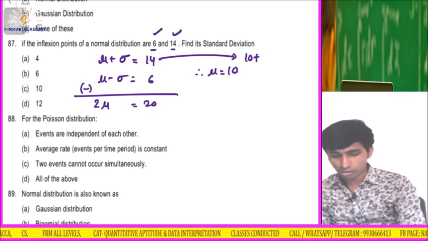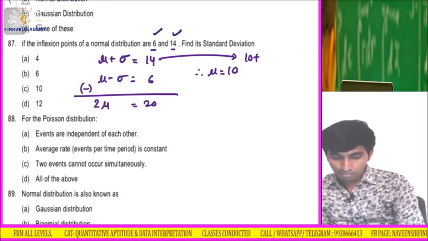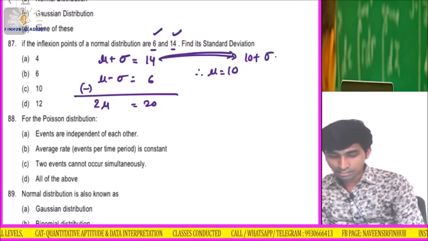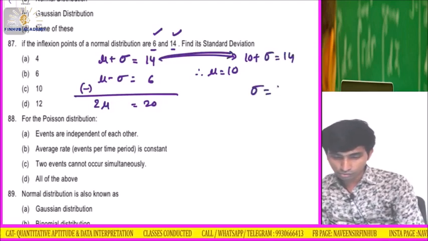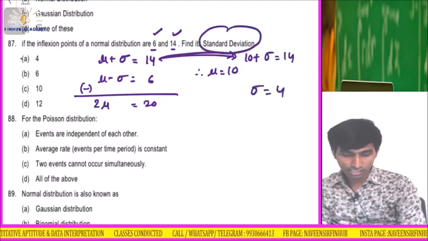Simultaneous equations you can solve. Mu is 10, so if I substitute here, 10 plus standard deviation is equal to 14, so standard deviation is equal to 4. What they are asking? Standard deviation, so that is 4.